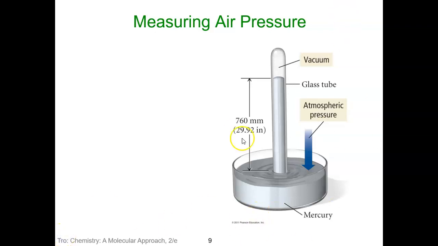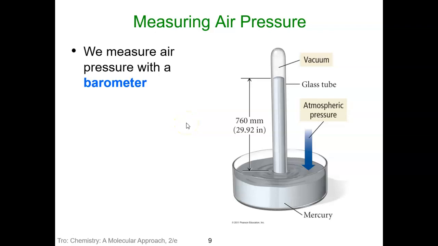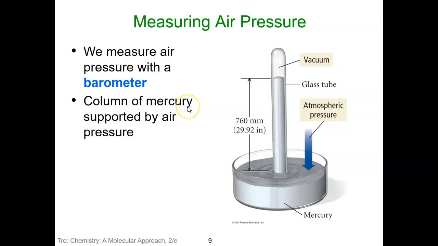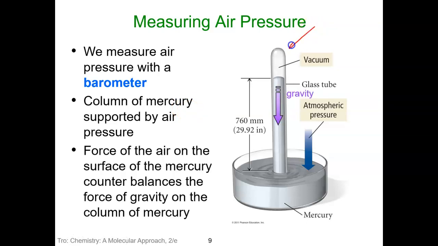So this is a barometer, what we're missing in our lab this week. When we measure air pressure, we use a barometer. What it is, is a column, an evacuated glass tube, so all the air molecules have been removed from it. And this is like a bowl of mercury.